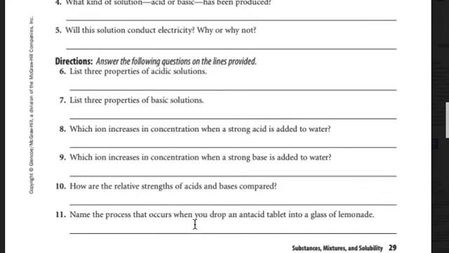Number 6, list 3 properties of acidic solutions. We know that they taste sour. They are conductors of electricity. They're corrosive. They react with certain metals, and when they do, they form hydrogen gas. That was probably 1, 2, 3, 4 different answers Mr. Sheen just gave you.